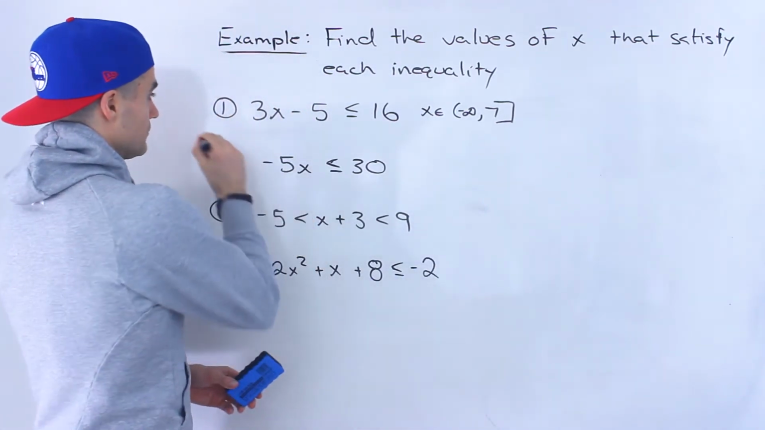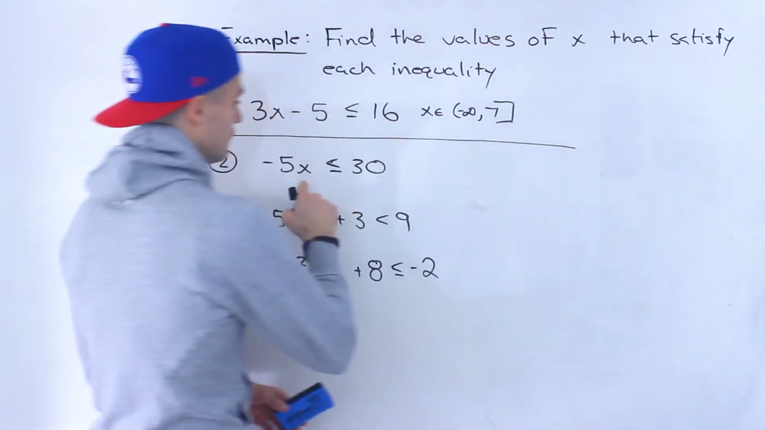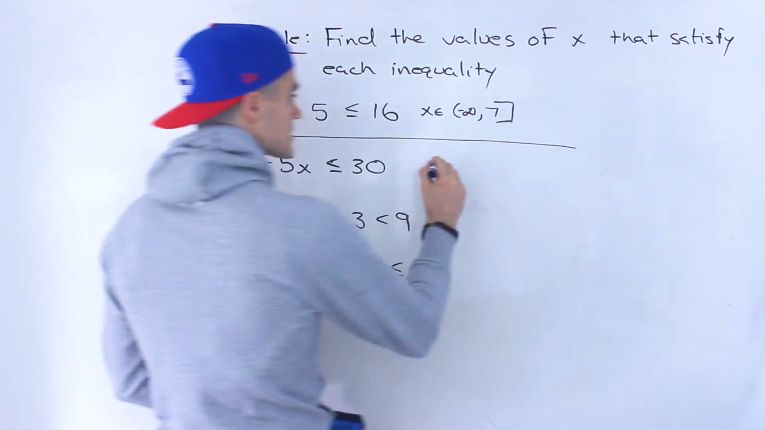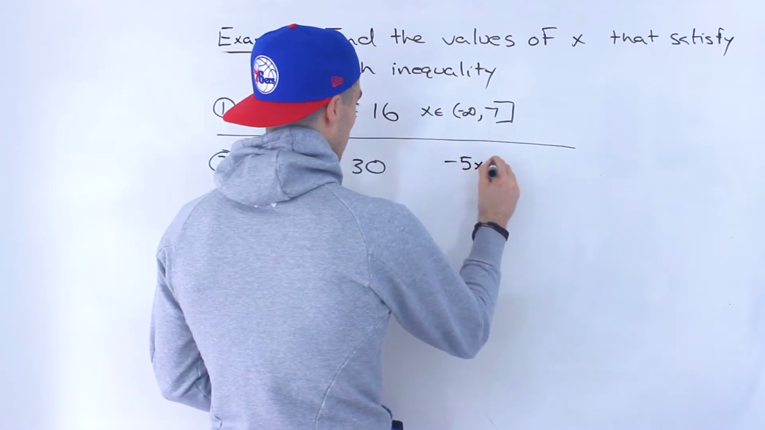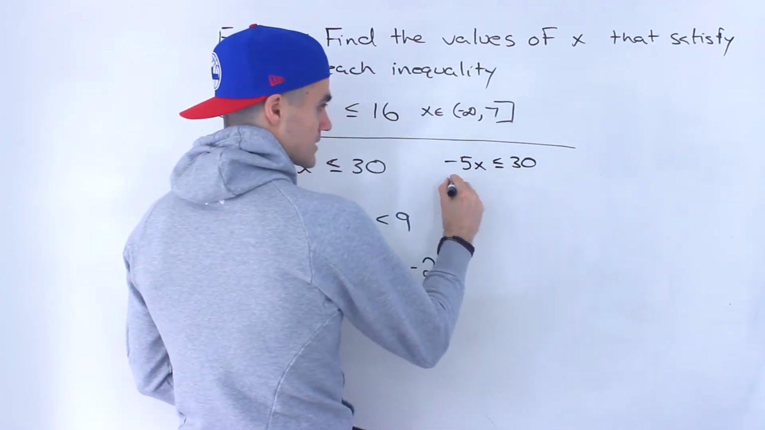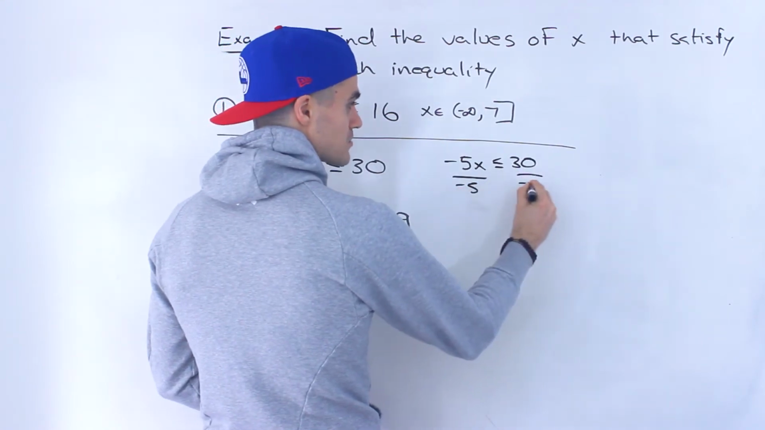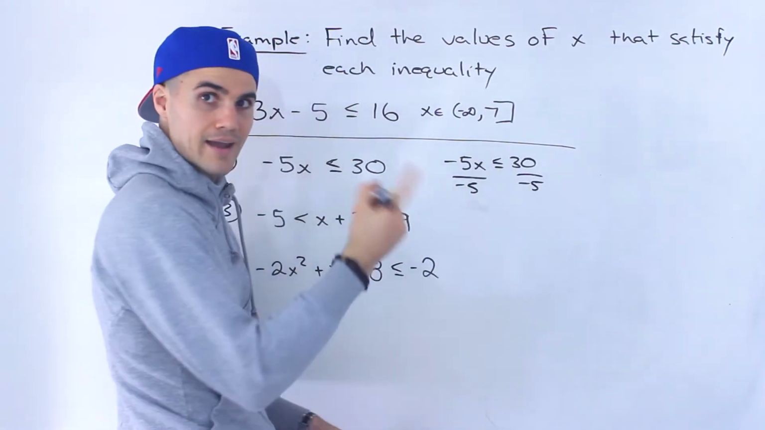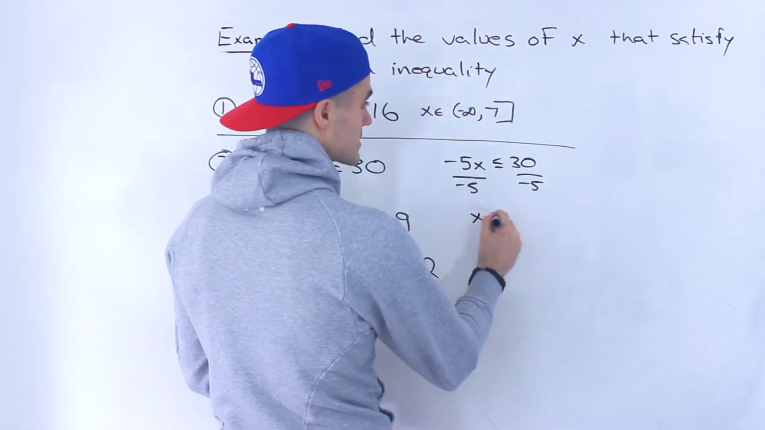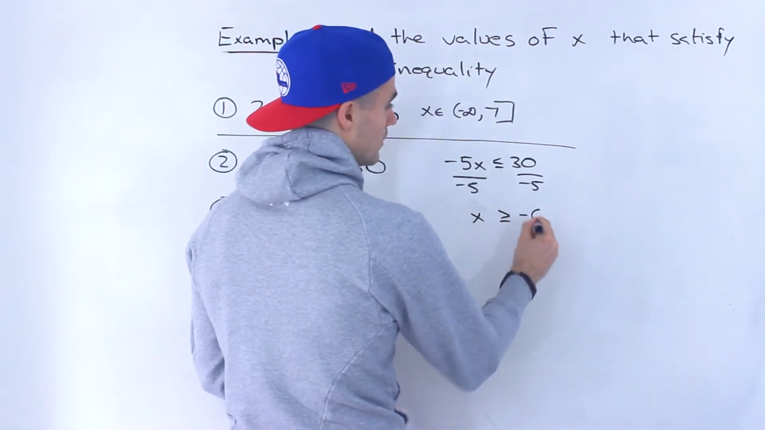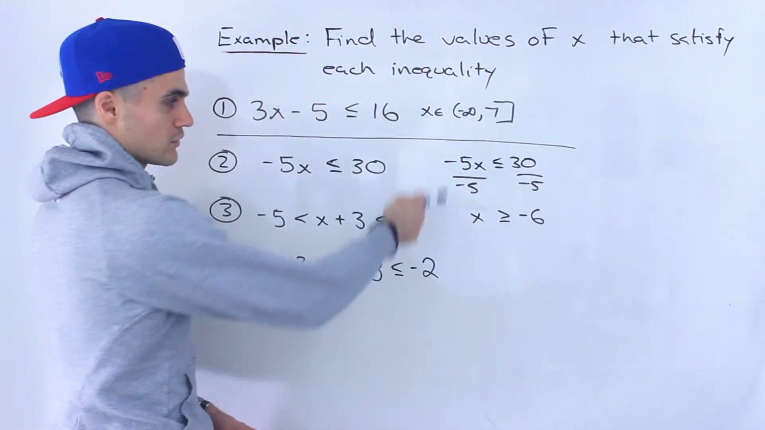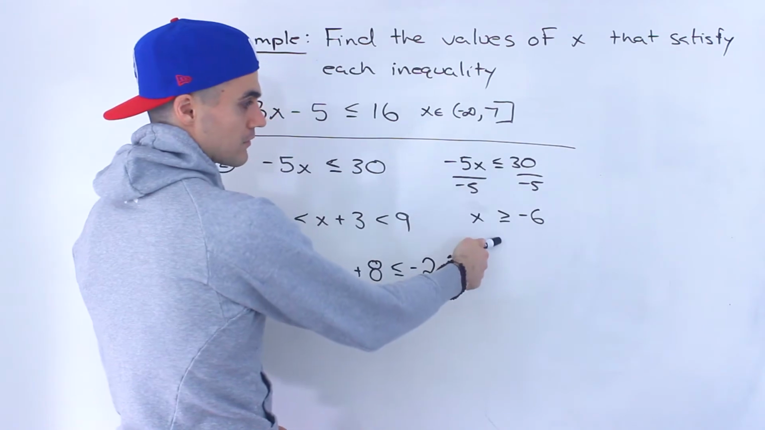Now number two, we've got negative 5x is less than or equal to 30. Here you have to be a little careful, because if we take this inequality and isolate for the x, we divide by negative 5 at this point. Whenever you divide by a negative, you have to remember to flip the inequality. So this ends up being x is greater than or equal to negative 6, like that. When you're dividing by a negative, you have to flip the sign.